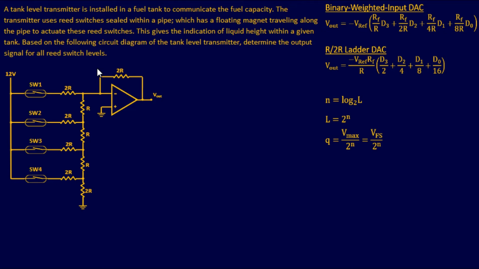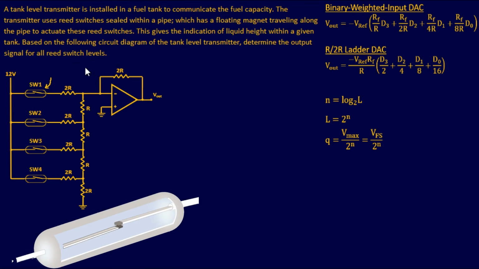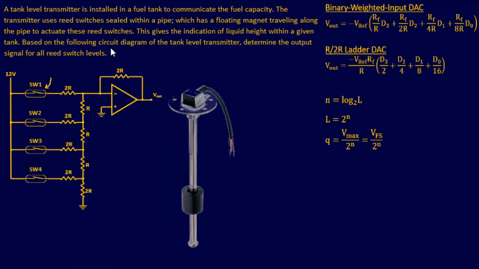All right, for our last example, we have a very unique one. A tank level transmitter is installed in a fuel tank to communicate fuel capacity. The transmitter uses reed switches, which are these guys right here, and it's sealed within a pipe, which has a floating magnet, which is usually a cylinder magnet, and it travels along this pipe to actuate these switches.